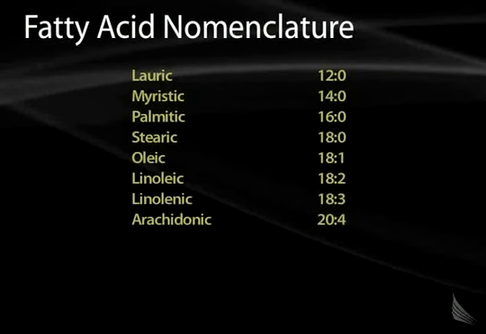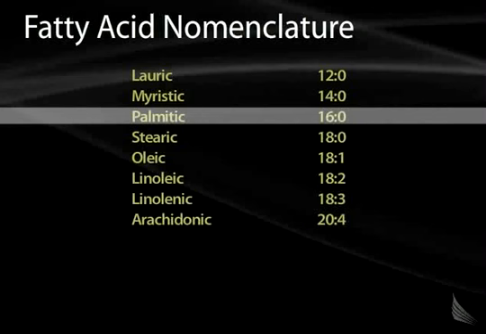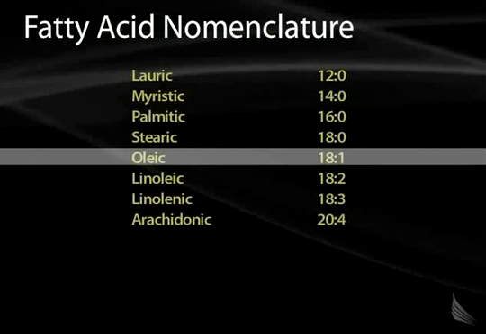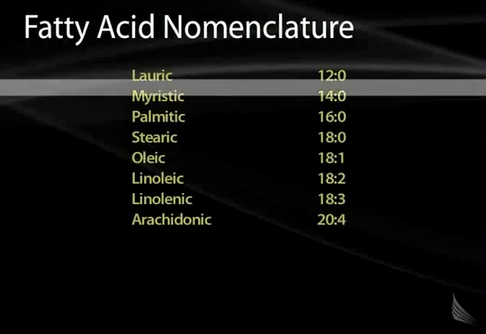Now, we use a nomenclature to describe fatty acids. Palmitate, which is a saturated fatty acid, has 16 carbons, so the first number there. We follow that with a colon mark, and then a 0 indicating that it contains no double bonds. Oleate, on the other hand, we describe as 18 because it has 18 carbons, colon mark, and 1, which stands for 1 double bond.